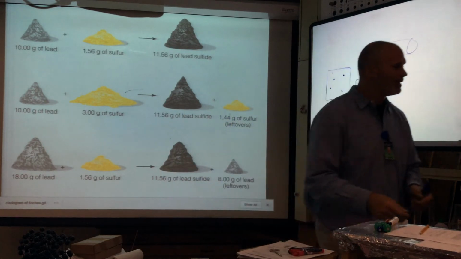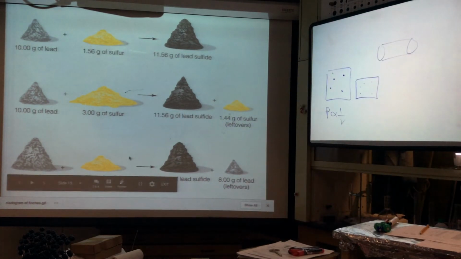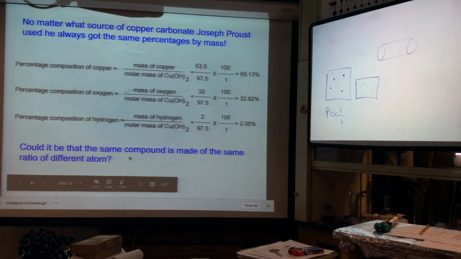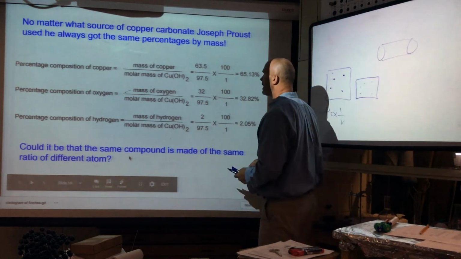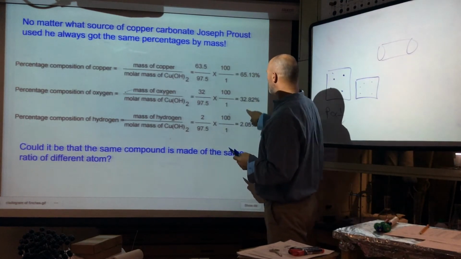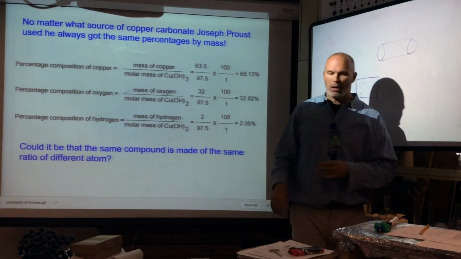Okay, very important. So, law of definite proportions. Compounds have a definite ratio. So, copper hydroxide in this case, and not carbonate, has these percentages. I'm not sure. Should I probably use something else?